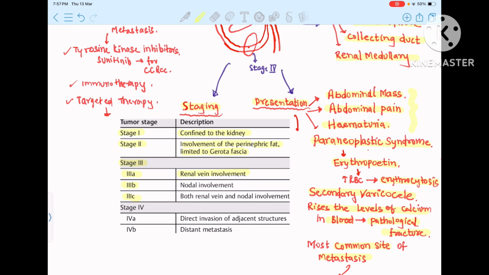In 3B, there is also nodal involvement. In 3C, both renal vein and nodal involvement are seen. Stage 4, there is 4A and 4B. In 4A, direct invasion of adjacent structures is seen. In 4B, distant metastasis is seen.